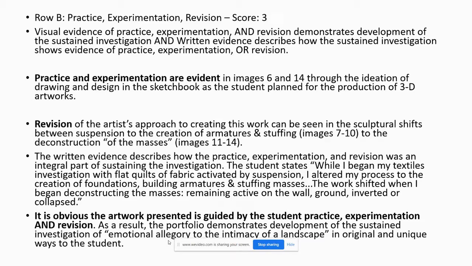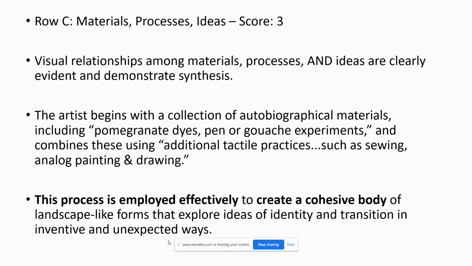Moving on to row C, materials, process, ideas. A score of 3 again. 3 still good. And pretty short and sweet and to the point. This is just saying there was visual relationship between the materials, the process, and the ideas. So basically, again, what she said she was going to do and how she worked the materials shows in her work. And that says it on the bottom. This process is employed effectively to create a cohesive body. So all the works look the same, have the same style, but they're all different. So this is the balance.